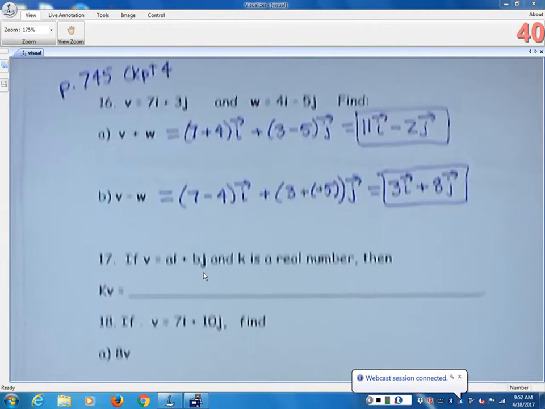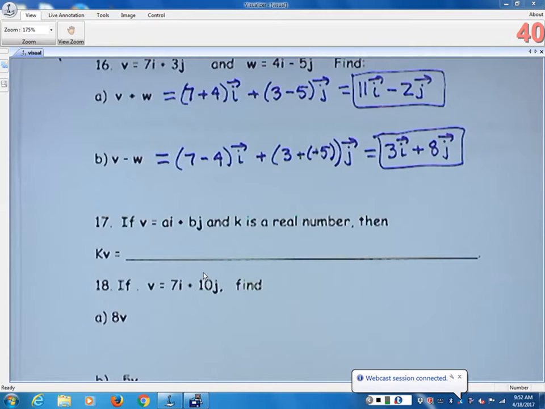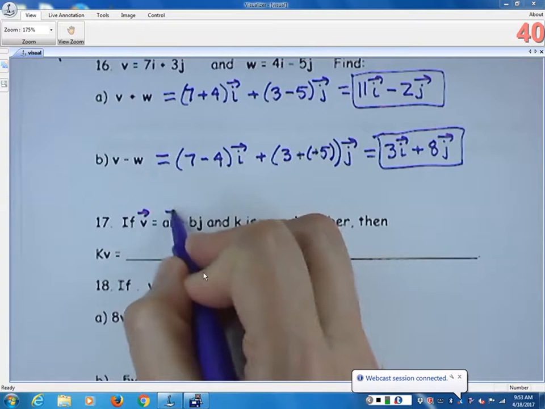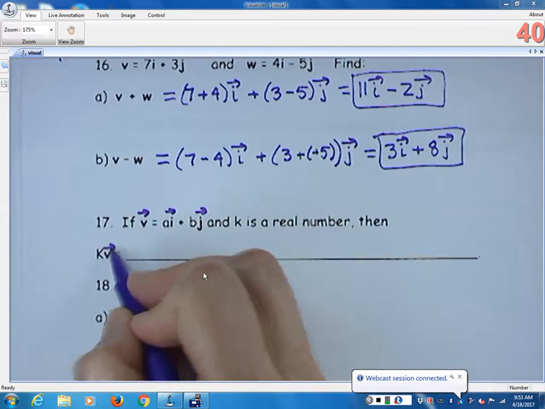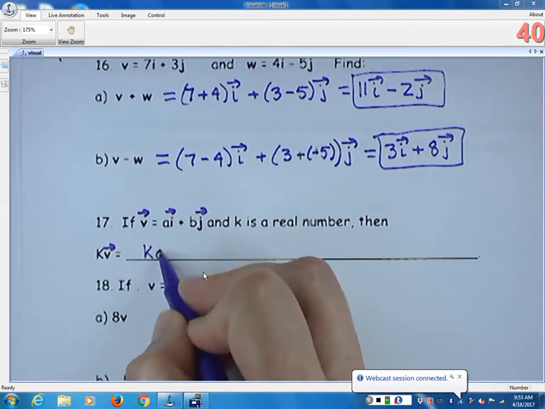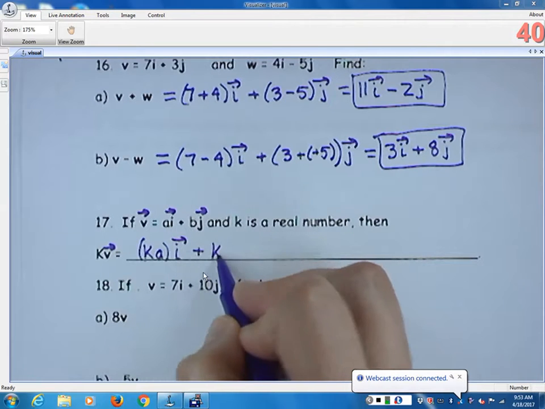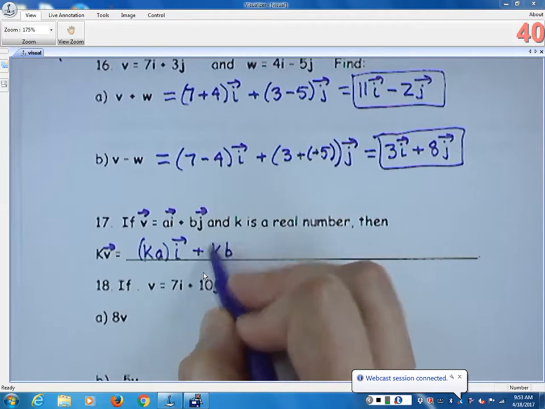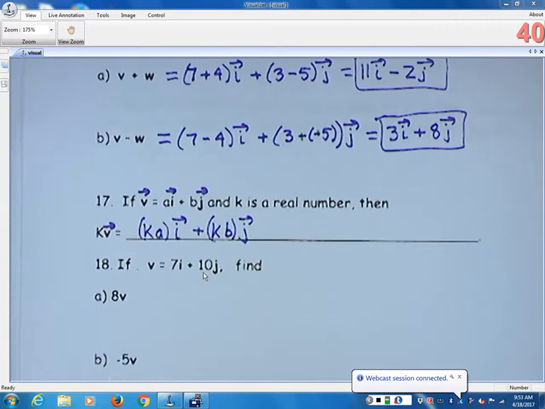Okay, 17. If vector B is AI plus BJ, and K is a real number, then K times B equals K times A I plus K times B J. Multiplying a scalar times a position vector.